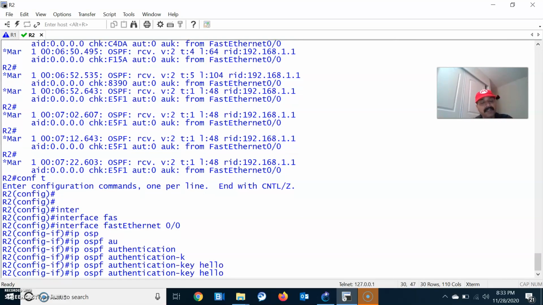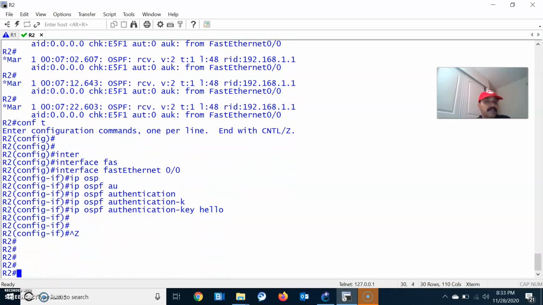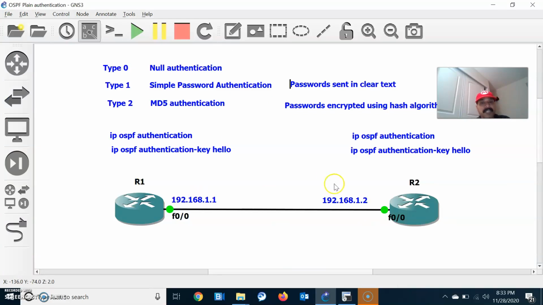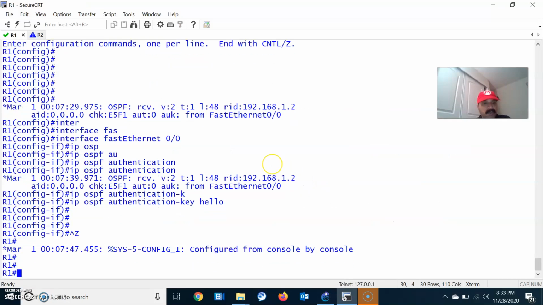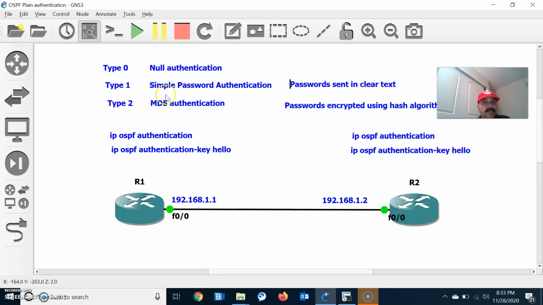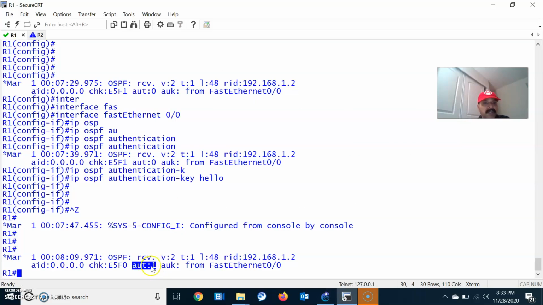So both the routers I have to configure with the same password authentication, right? Otherwise it will not form a neighbor relationship with R2. So it will say mismatch authentication parameter. So now let us see, now you're able to see authentication ID is 1. I told this is a type 1, right? So it is type 1 simple password. It is showing us authentication is 1.